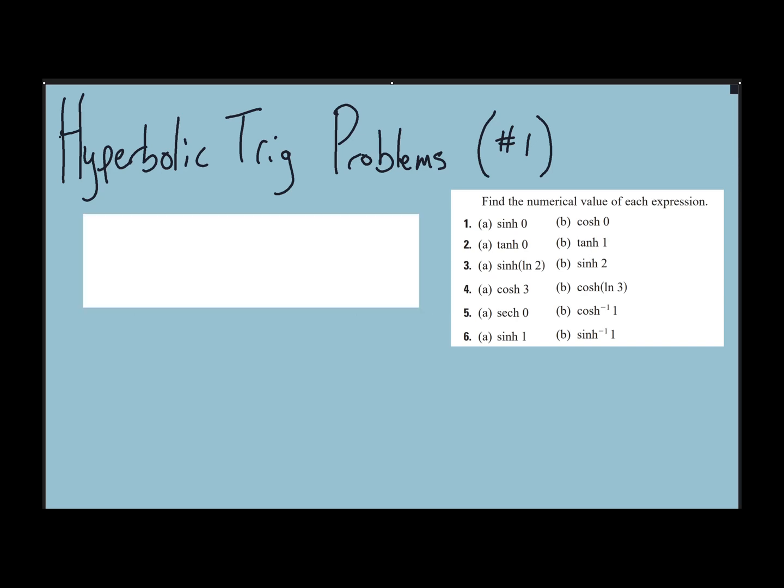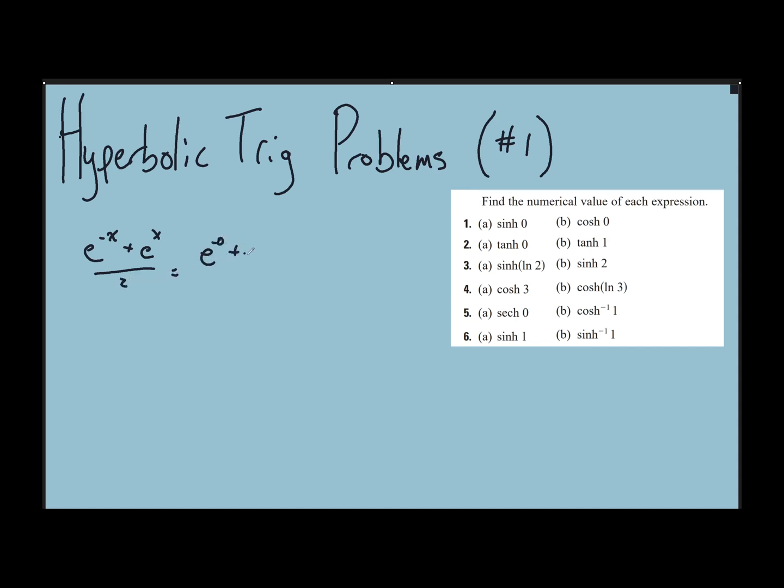How about the second part? Hyperbolic cosine of 0. What can we do there? Well, hyperbolic cosine is e to the negative x plus e to the x over 2. In that case, it's going to be e to the negative 0 plus e to the 0 over 2. Well, that's going to be 1 plus 1. That's 2 over 2. This is going to equal 1. That's pretty straightforward. We're just plugging the values in. A lot of these are going to be like that, but some of them aren't. That's what I'm hoping to get to.